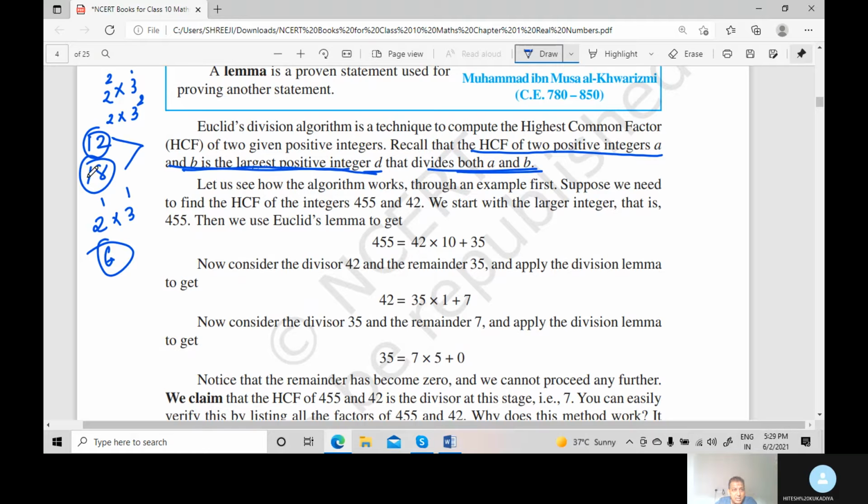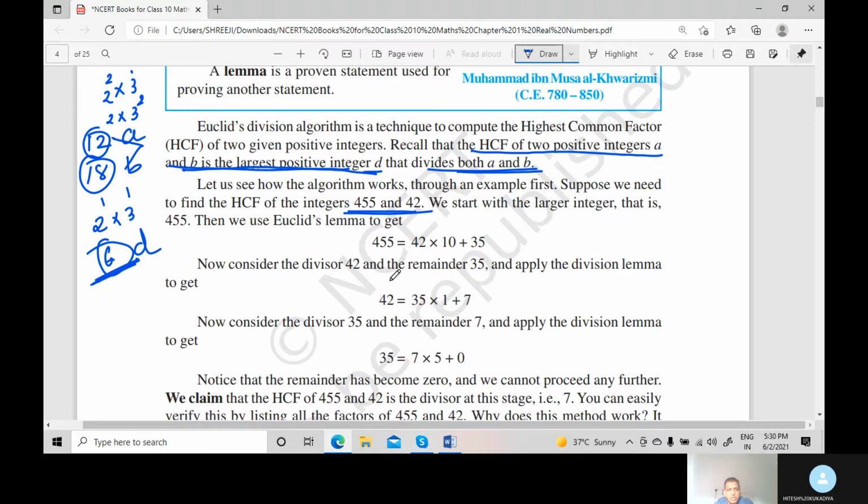Is that clear? Look at the statement: the HCF of two positive integers a and b is the largest. Call this D. Here 12 is a and 18 is b. So D is the largest positive integer that divides both a and b. 12 divided by 6 is possible, and 18 divided by 6 is possible. Is that clear? Okay. Now we apply the Euclid division lemma method to two numbers.